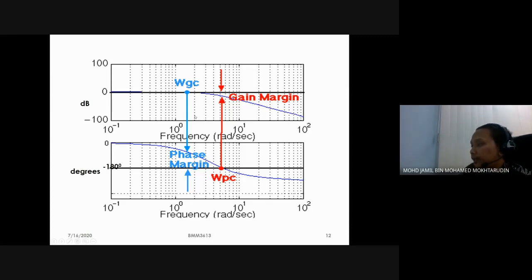Okay, next is the phase margin frequency. Phase margin frequency is the frequency at 0 decibel. So when the magnitude plot intersects 0 decibel, then the frequency is the phase margin frequency. And then to determine phase margin, you look at the phase graph and determine the phase at phase margin frequency. Then determine the difference of the phase with negative 180 degree. So you get phase margin.